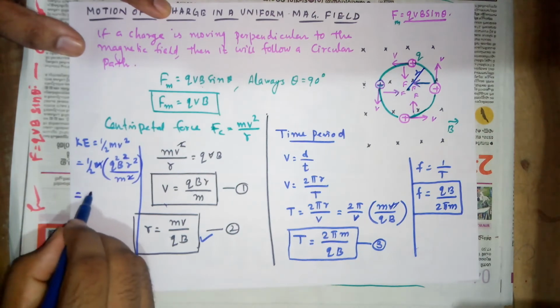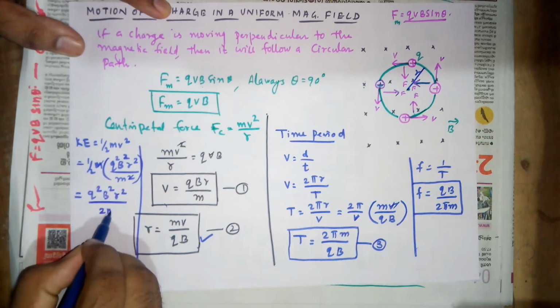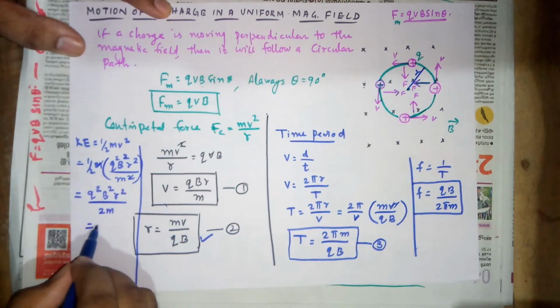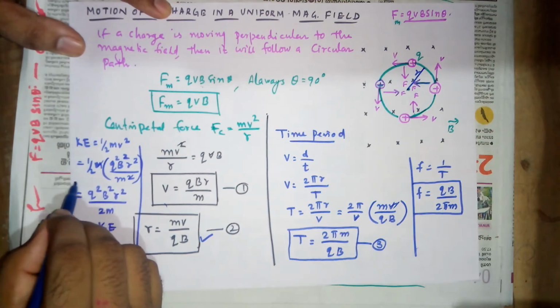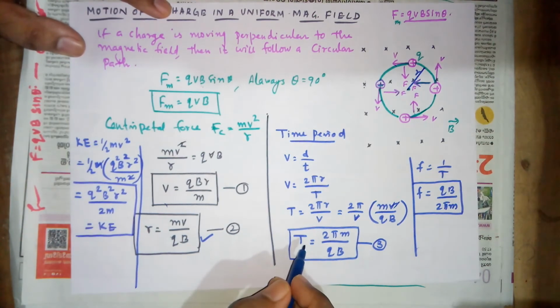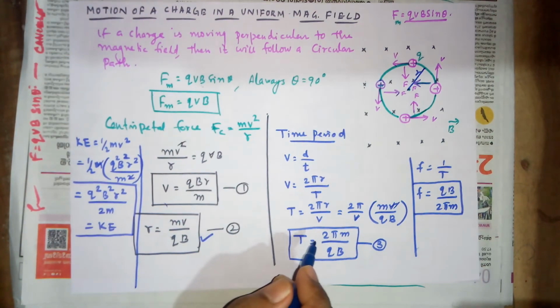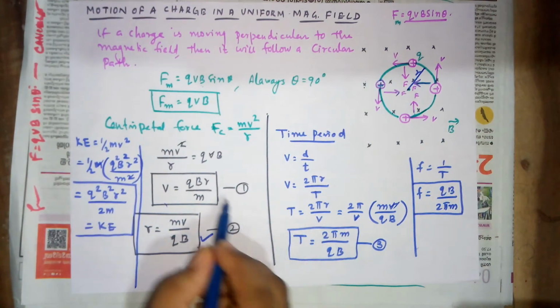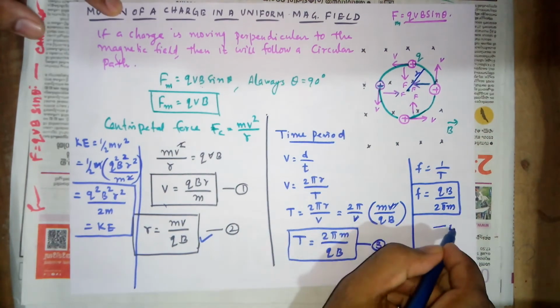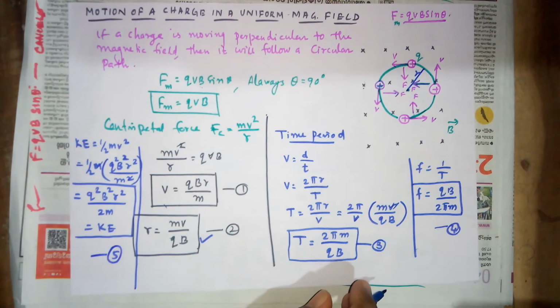So this will become q square b square r square divided by 2m. This is the kinetic energy, right? So we have derived the expression for kinetic energy also. That is another very important expression in this regard. So how many expressions have we derived? 1, 2, 3. This is the fourth one, and this is the fifth one. These 5 expressions are very important.